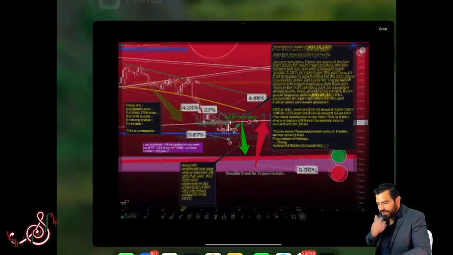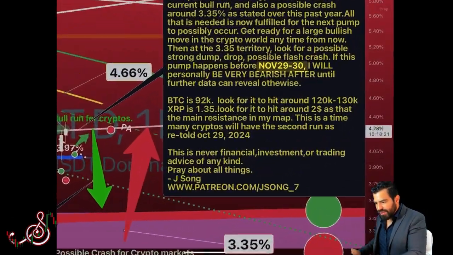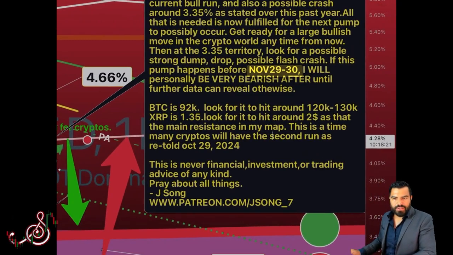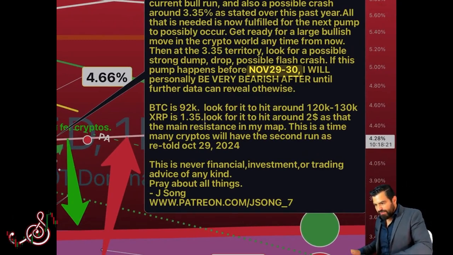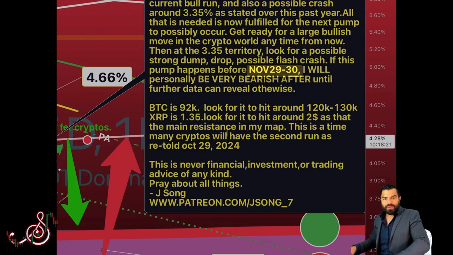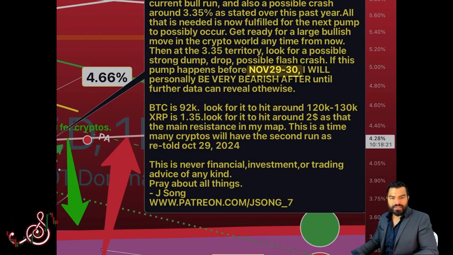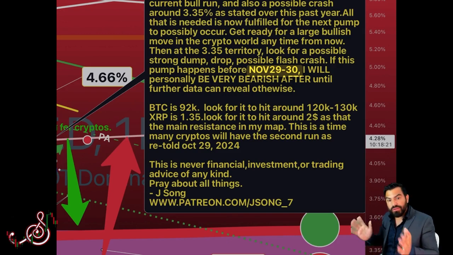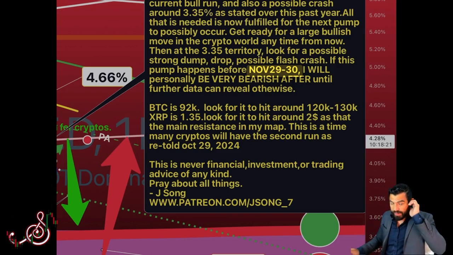Now let's look and finish. Bitcoin is at 92,000. Look for it to hit around 120 to 130. XRP is at $1.35. Look for it to hit around $2, as that was the main resistance on my map. Now, we've updated those numbers in the past few weeks. XRP now has tops closer to the next tops after those $2 were hit. The end price is currently for XRP around $2.50. The maps for XRP show XRP possibly getting closer to the $3 to $3.50 area, which we may look at today, but we looked at it last week.